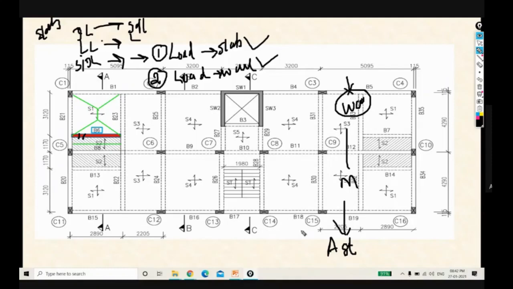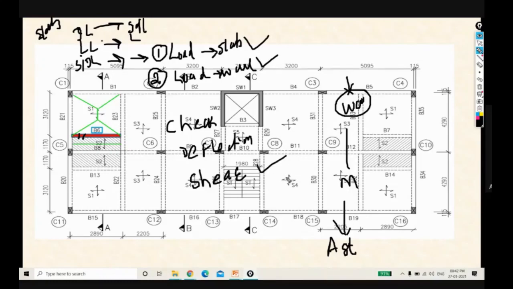Second thing, in checks, generally for slab we have taken only the deflection check. But in beam we have to consider the deflection check as well as the shear check, because some shear force is developed. To resist that shear force we have to provide shear reinforcement.